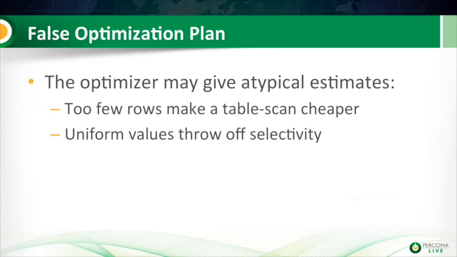For example, the optimizer for queries may give atypical estimates if you have too few rows to test with. It may decide, oh, well, this table only has 2 rows. I'm just going to do a table scan because all the rows are on a single page anyway, so there's no need to use an index.